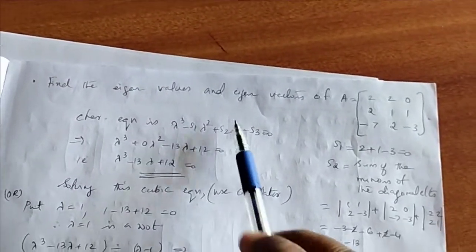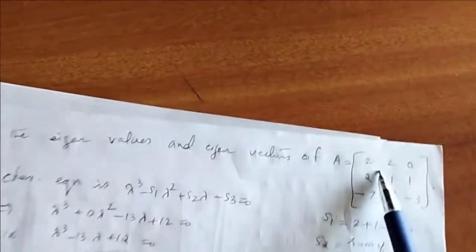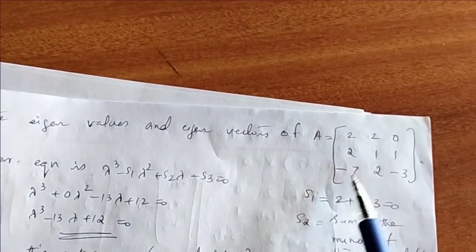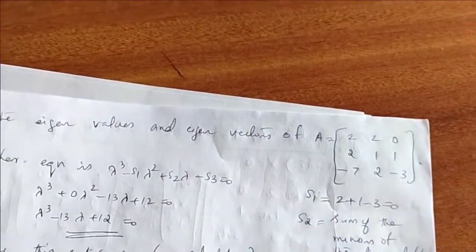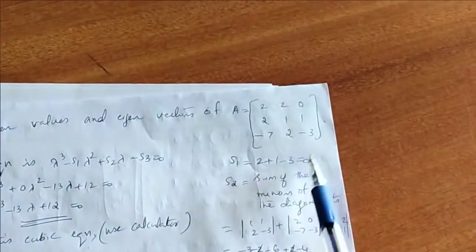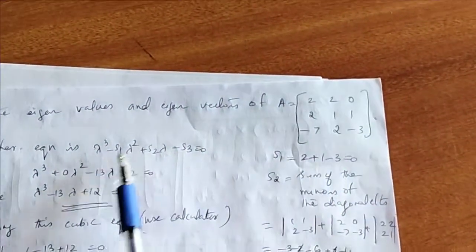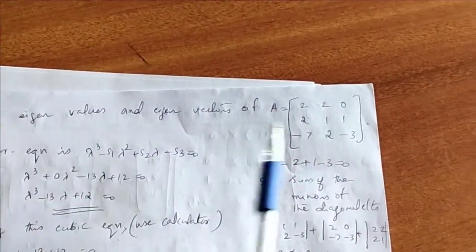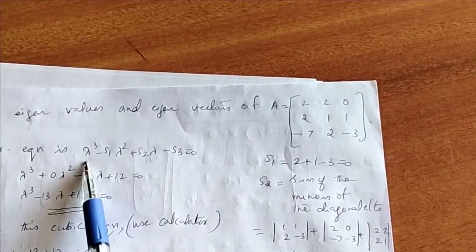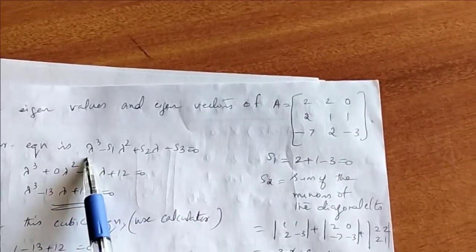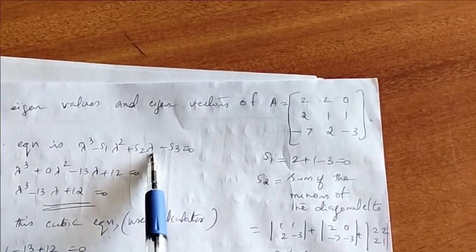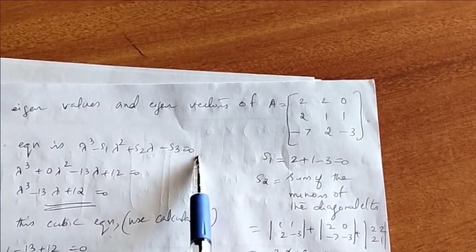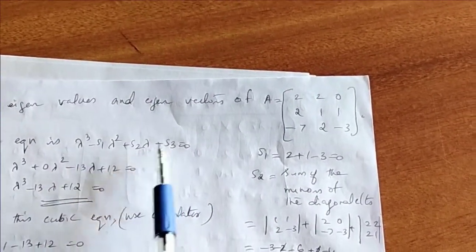So next question, find the eigenvalues and eigenvectors of A is equal to 2, 2, 0, 2, 1, 1, minus 7, 2, minus 3. So this is a 3 by 3 matrix. A is a 3 by 3 matrix. So the characteristic equation will be a cubic equation, that is, a degree 3 equation. That is lambda cube minus s1 lambda square plus s2 lambda minus s3 is equal to 0. And what is s1, s2 and s3?